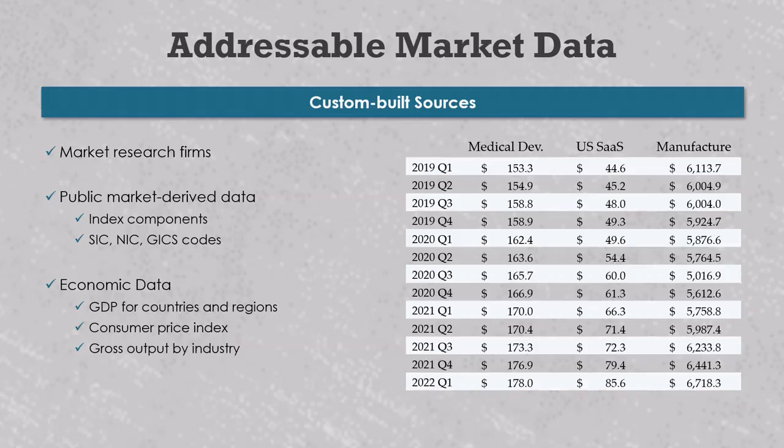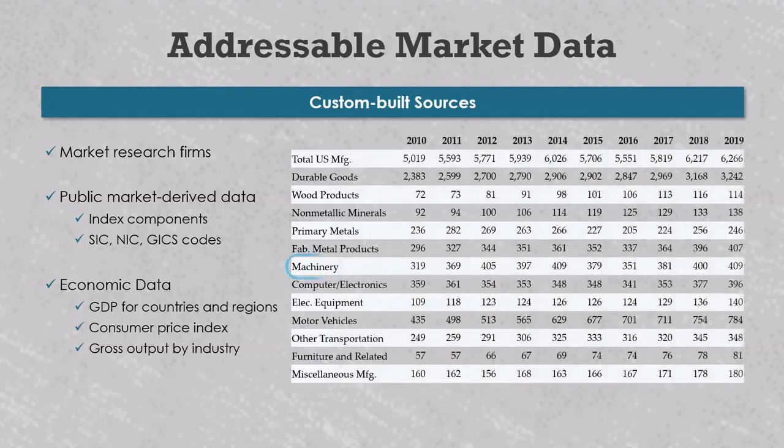In the book, I showed an example of using gross output by industry. This is publicly available data from the U.S. Bureau of Economic Analysis, and we use it to create a proxy for machinery manufacturing in the United States. When you combine something like this with a set of market multiples, you can create a very convenient and powerful benchmark of return expectations for deals that occur in that space.